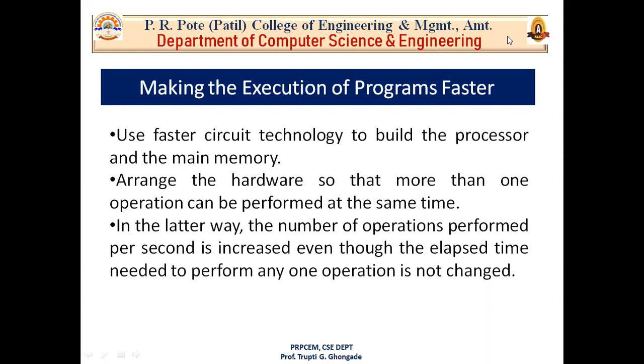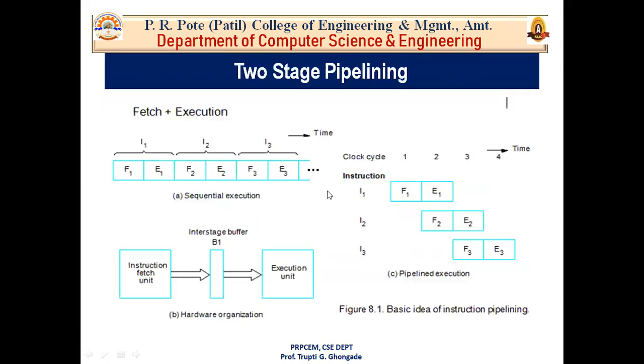So in the last lecture, we also discussed the two-stage pipelining. Why is it called two-stage pipelining? Because here we are overlapping the two basic steps of an instruction, that is fetch and execute. While executing instruction number 1, we are fetching instruction 2. While executing instruction 2, we are fetching instruction number 3. So here we are overlapping two basic phases of an instruction. That's why it is called two-stage pipelining.